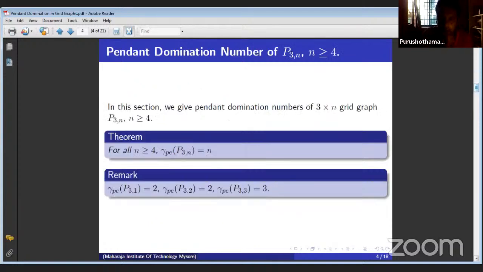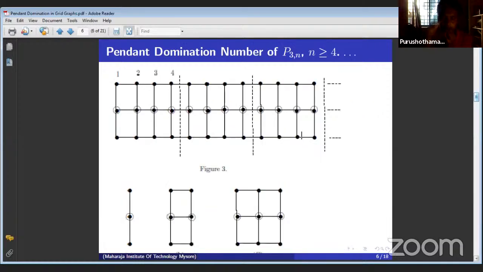So in this section, we give the pendant domination number of the 3 cross n grid graph. For all n greater than or equal to 4, the pendant domination number of P of 3 comma n is nothing but n. In case n is less than 4, the pendant domination number of P of 3 comma 1 is 2, P of 3 comma 2 is 2, and P of 3 comma 3 is 3. This is the diagram of the grid graph of order 3 cross n.